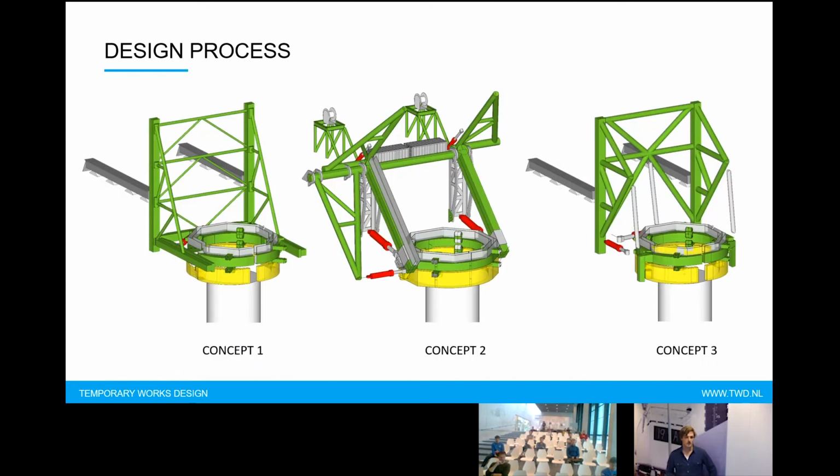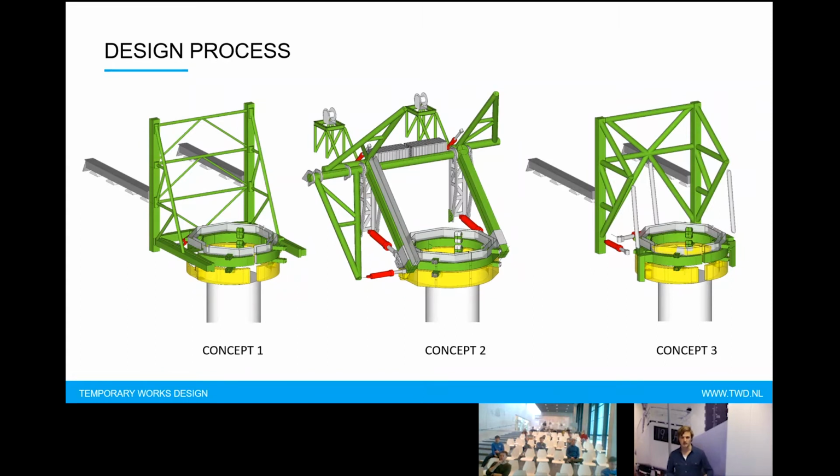So here are a few examples of those concepts. As I said, this structure has to be foldable. You don't want to have this structure hanging outboard when you're sailing with your vessel. So there's a lot of ways to do this. And like I said, there needs to be actuation of the whole gripper ring in order to have a good placement of your foundation. So you can think of many concepts here.